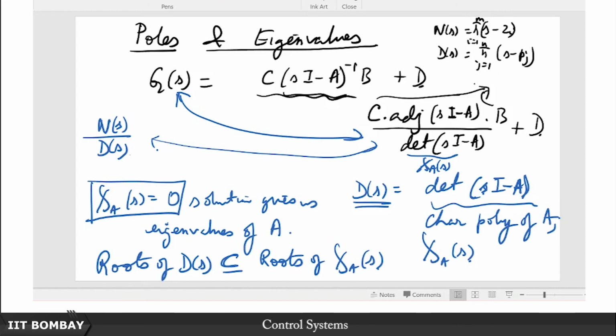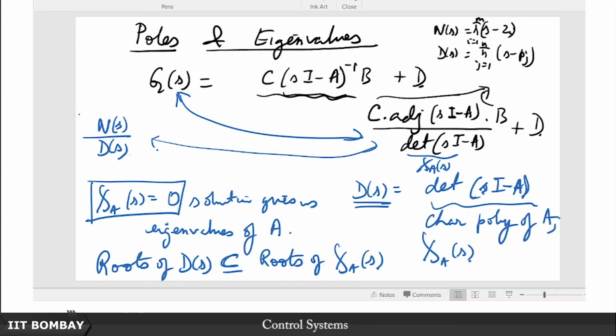Now suppose there are some pj's that are equal to some zi's, then there will be cancellation. However, when you are looking at the characteristic polynomial, if it is a 10 by 10 matrix, the characteristic polynomial has to be a monic polynomial, which means that the coefficient of s to the power 10 must be unity, and also the highest degree must be 10. So if it is an n cross n matrix, the characteristic polynomial must have degree n, therefore it must have n roots, distinct or otherwise. It can have repeated roots also, but the total number of roots is 10.